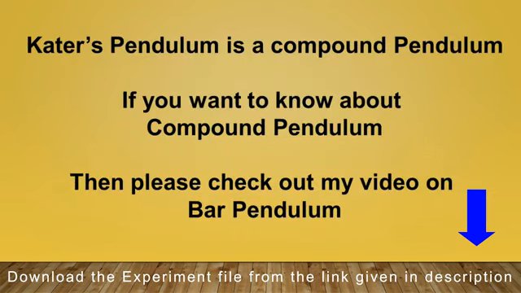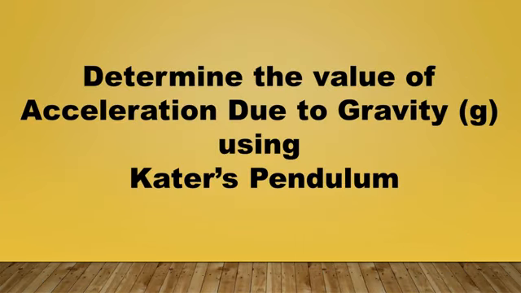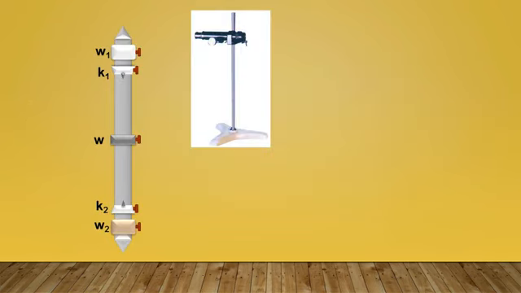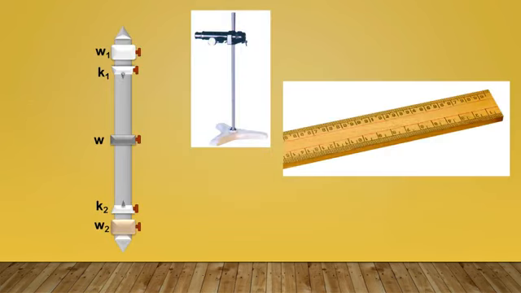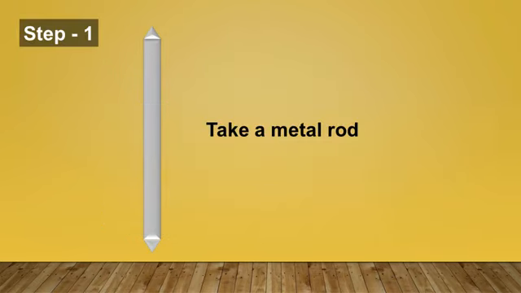Kater's pendulum is a compound pendulum. This is not a simple pendulum. If you want to know more about compound pendulum, then please check my video on bar pendulum. For calculating the acceleration due to gravity by Kater's pendulum, we need a Kater's pendulum, a telescope, a meter rod and a stopwatch. So initially we will set up the Kater's pendulum for our measurement.